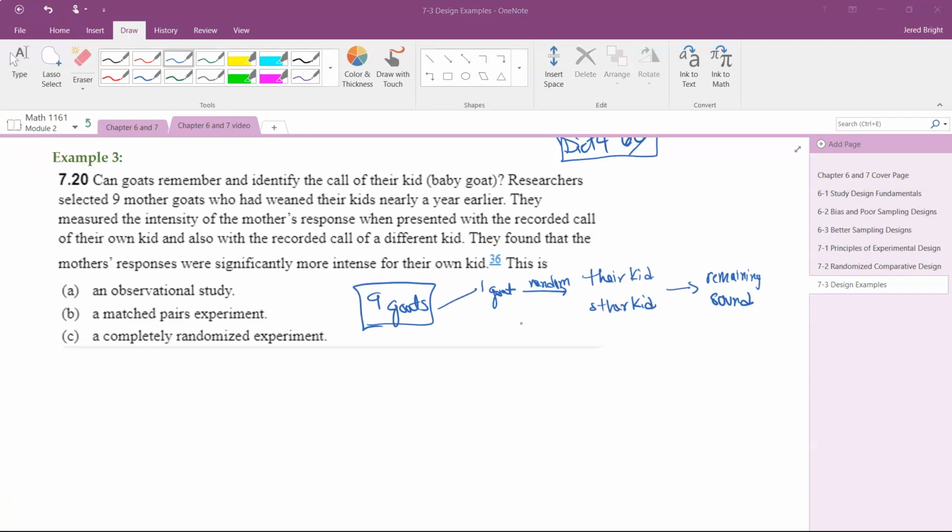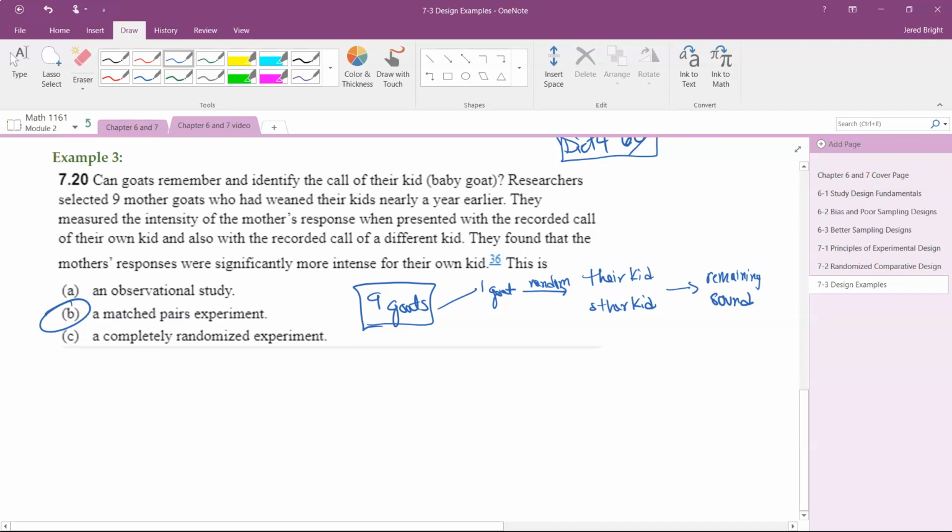So here's the diagram that I drew out. So we had 9 goats, and then they took each mother, so this is a mother goat, they gave each mother goat exposure to the sound of their kid's call. That's what they call it. Yeah, their kid's call, and then they gave another kid's call, and then whichever one they got first, they got the other one second. Okay, and that's the idea with a matched pairs.